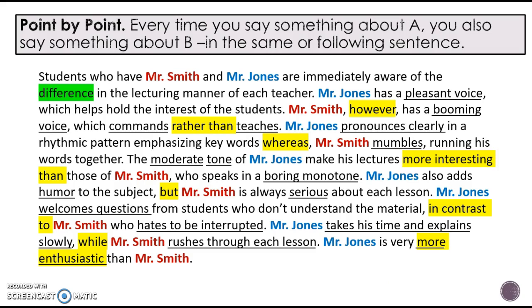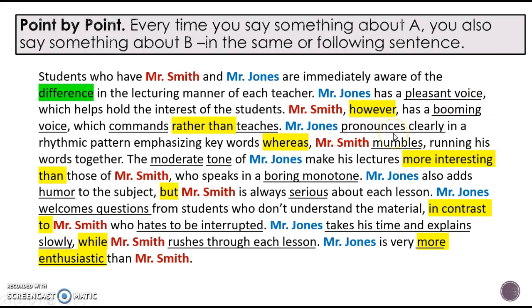Another way we can do it is talk about a point and then compare and contrast. Students who have Mr. Smith and Mr. Jones are immediately aware of the difference in the lecturing manner of each teacher. Mr. Jones has a pleasant voice, which helps hold the interest of the students. Mr. Smith, however, has a booming voice, which commands rather than teaches. So we can see these two sentences are focusing on voice.